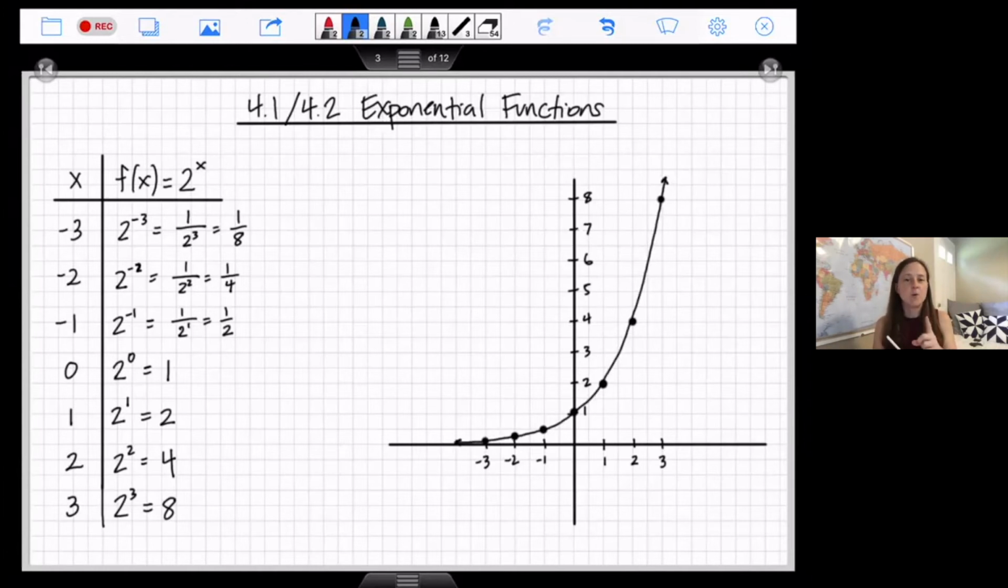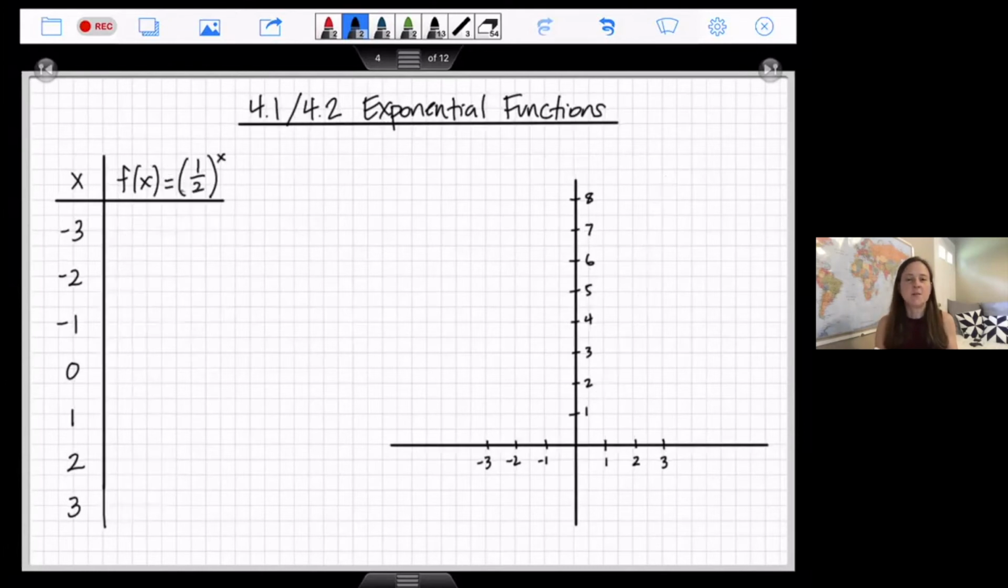I want to do one more plotting points graph with you. This one's going to be a little bit harder with the exponents. We're going to graph 1/2 to the x. We're going to look at what the difference is if the base of the function is tiny, like a fraction. So when I plug in -3, this will probably be the hardest one, 1/2 to the -3. There's a couple of ways to think about this. I'm going to distribute that negative exponent over the fraction.